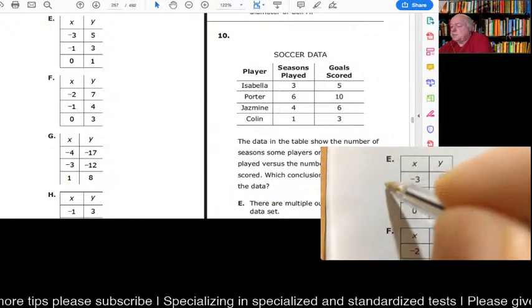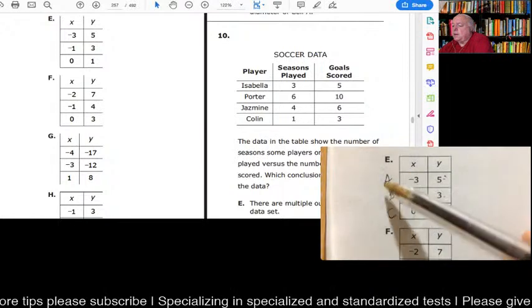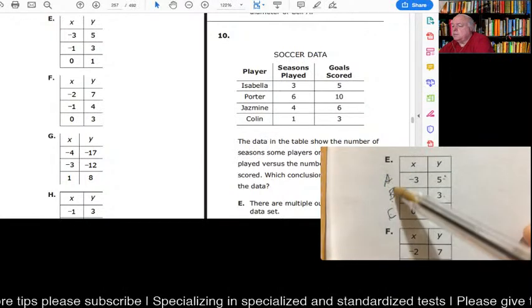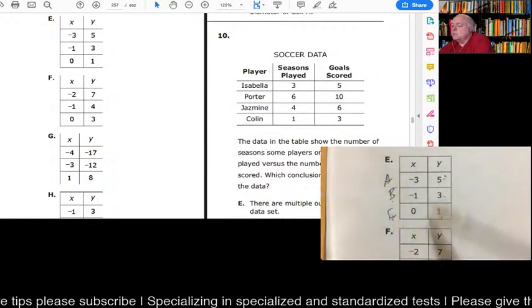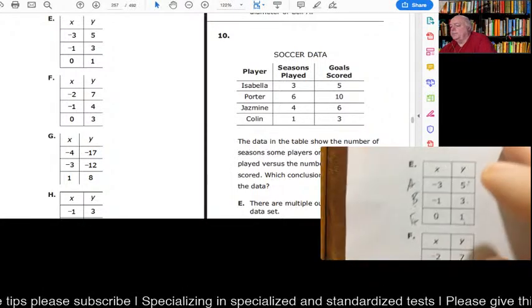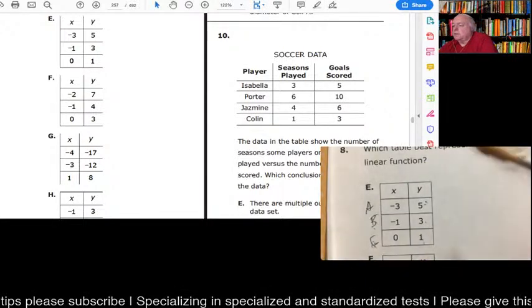So if this is A, and this is B, and this is C, we can compare A to B and A to C. We can also compare A to C and B to C, or A to B and B to C. As long as any of those slopes are the same, we're cool. All right, so without further ado, let's go for it.